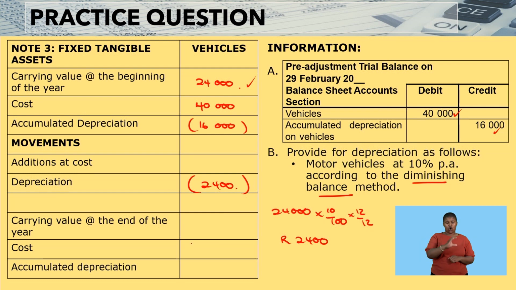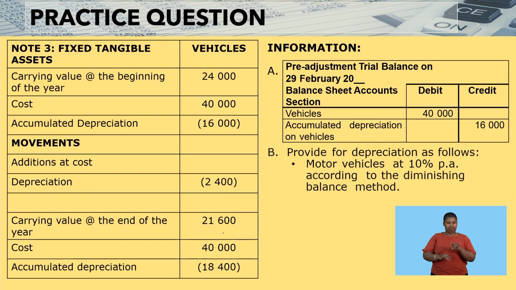I'll then come to the end. My cost will not change because there is no addition. So my cost will remain 40,000. But my accumulated depreciation is going to change because I had 16,000 at the beginning. And this year my assets have lost value, 2,400. So in total, I have 18,400. 40 minus 18.4, that would give me 21,600. That therefore becomes my carrying value at the end of this year.